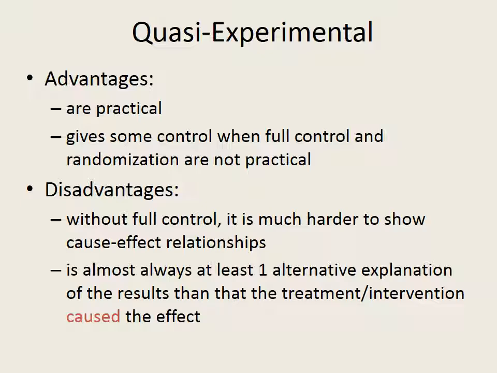This researcher could have made it a little tighter if they wanted to divide their groups into a control group that didn't get the experiment and one that did. The disadvantages are without full control, it's much harder to show a cause and effect relationship because they'll say that there are confounding variables, that there's always one other reason for your results.